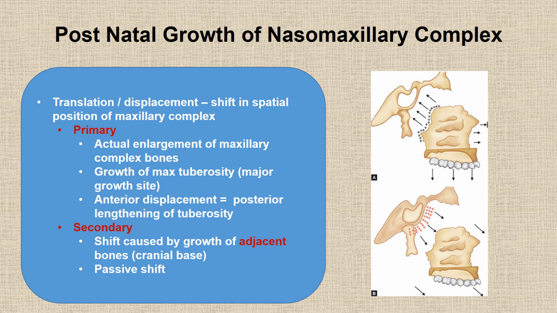Now, translation or displacement means there's a shift in the spatial position of the maxillary complex. Now, when we talk about primary translation, it means the maxillary bone itself is enlarging, growing and enlarging, and this happens due mainly to the growth of the maxillary tuberosity, which is a major growth site. Now, the anterior displacement is equal to the posterior lengthening of the tuberosity.